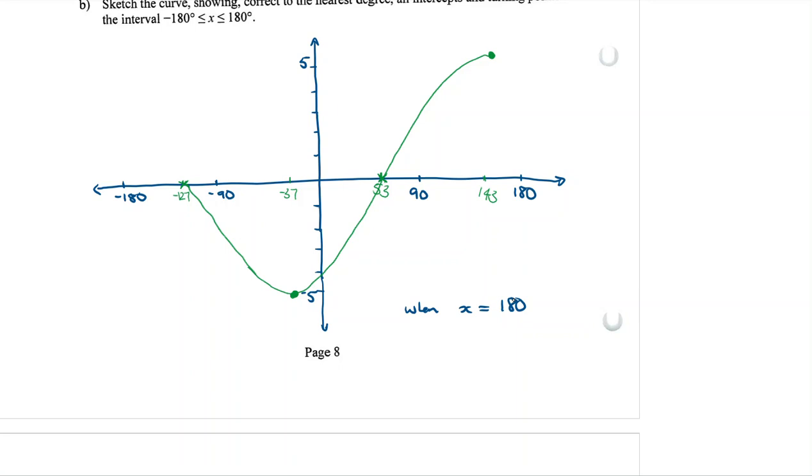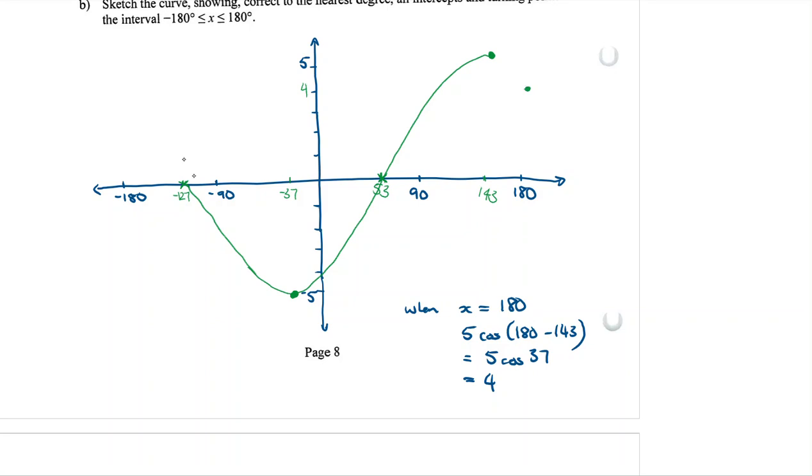And we would get 5 cos(180 minus 143), which makes 5 cos 37. Type that in, and it makes a 4. All those yucky numbers, and it comes out with a very nice little 4. So it actually comes back down.